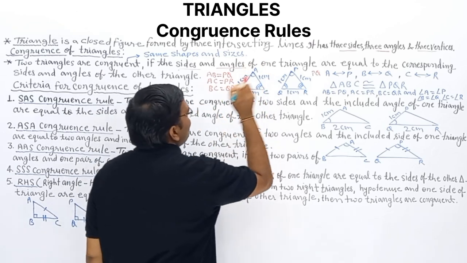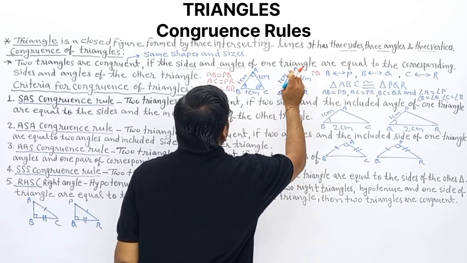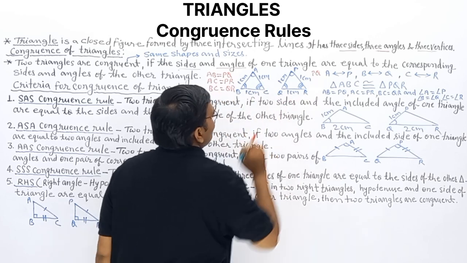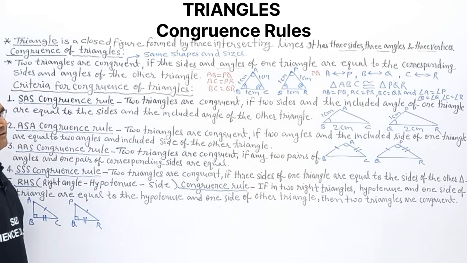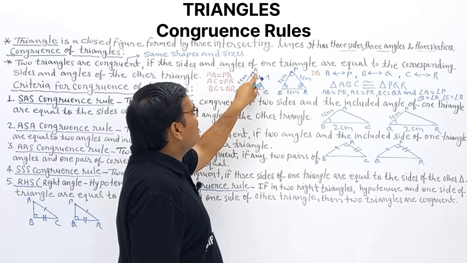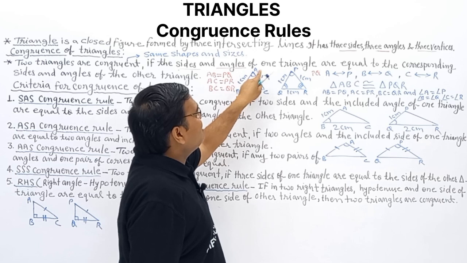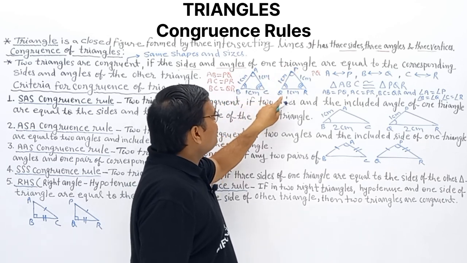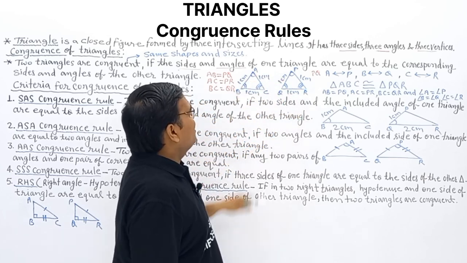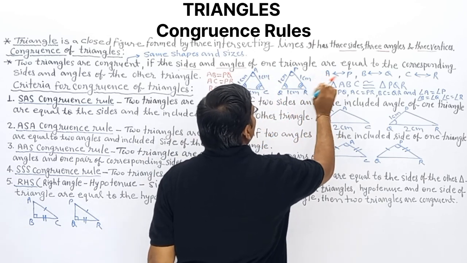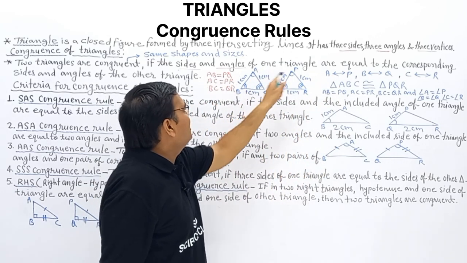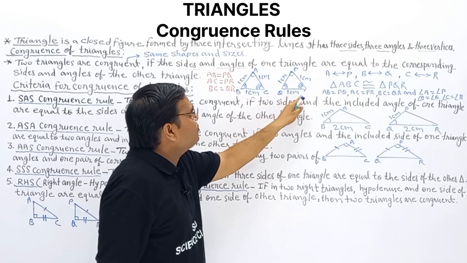If the sides and angles of one triangle, this triangle having sides AB, AC and BC, are equal to PQ, AB equal to PQ, AC equal to PR and BC equal to QR. But first we should know that vertex A corresponds to P, B corresponds to Q and C corresponds to R.